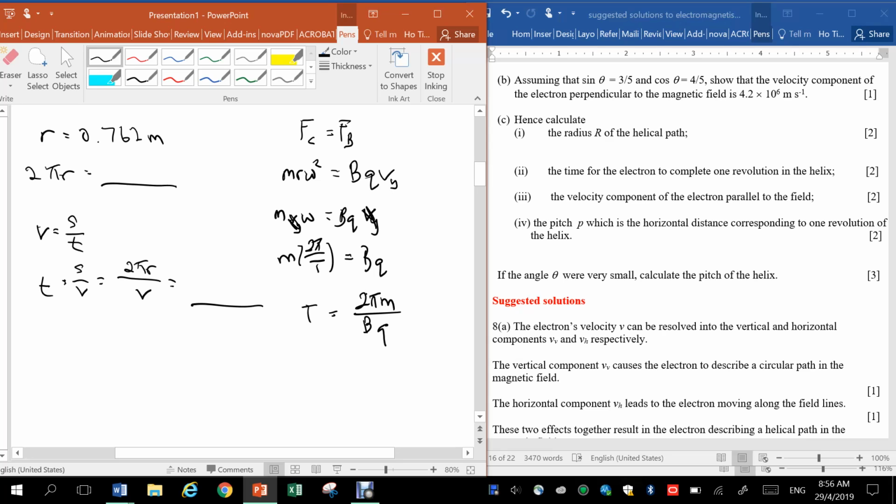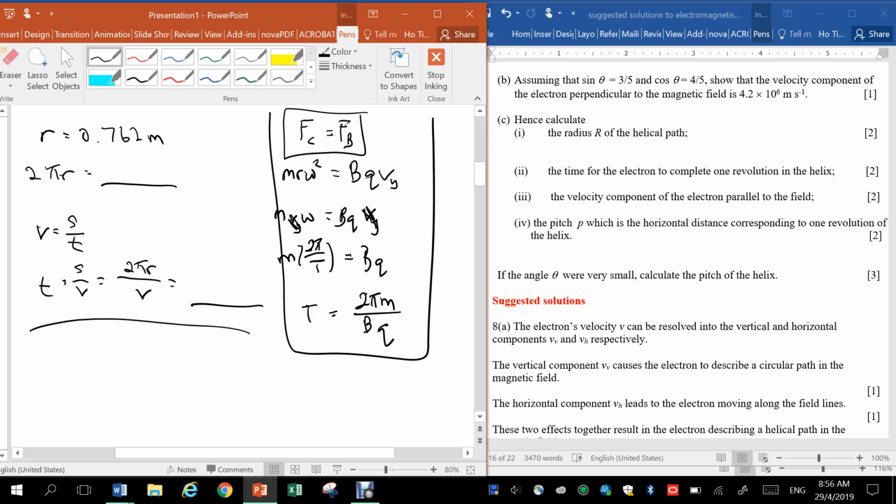So T is just 2 pi m over BQ. This method that I have done here is if C part 2 was the first question you encountered, you can still do it, just starting from the very basics. So here again, the solution shouldn't be difficult. Once you do either method, plug in the values and you should get your answer.